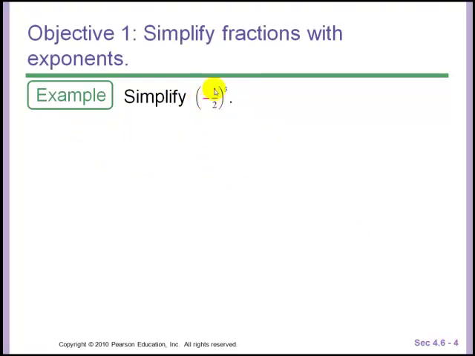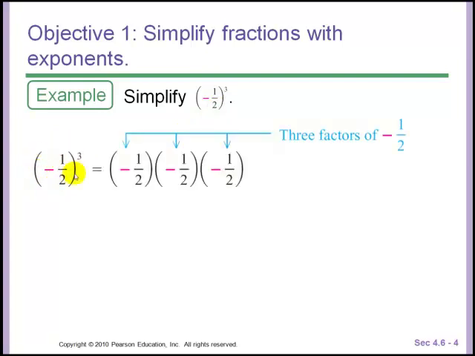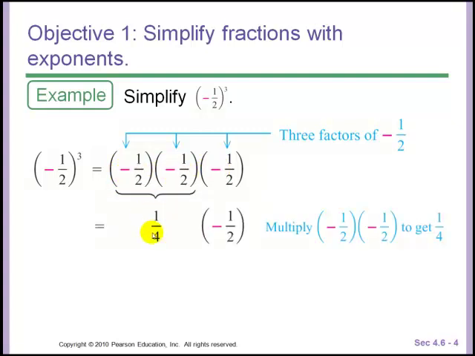Simplify negative 1/2 to the third power. Notice that the negative is inside the parentheses. This means when you have negative 1/2 to the third power with parentheses, that you are taking the entire parenthesis set and multiplying it with itself 3 times. This means you have 3 separate negatives. The first 2 negatives multiply out to be a positive. Negative 1/2 times negative 1/2 is positive 1/4. Then multiply the 1/4 and the negative 1/2 and you get negative 1/8. So our final answer is negative 1/8.